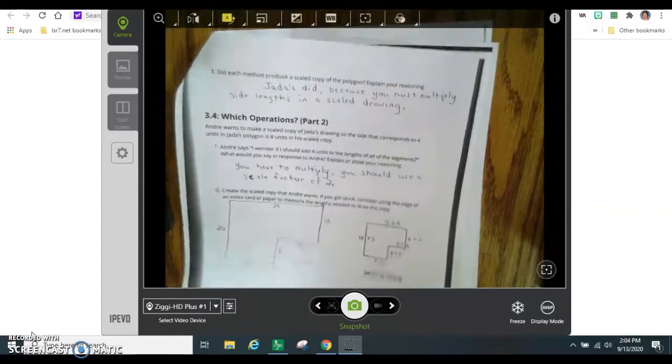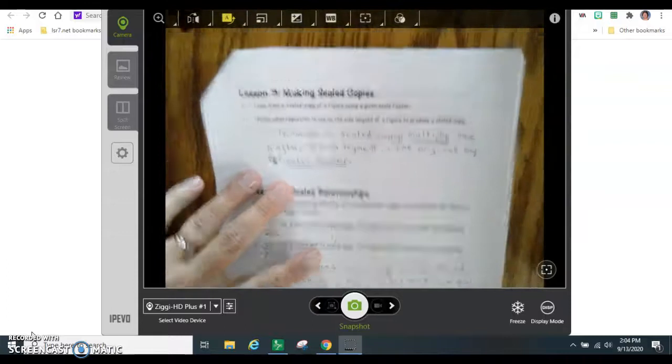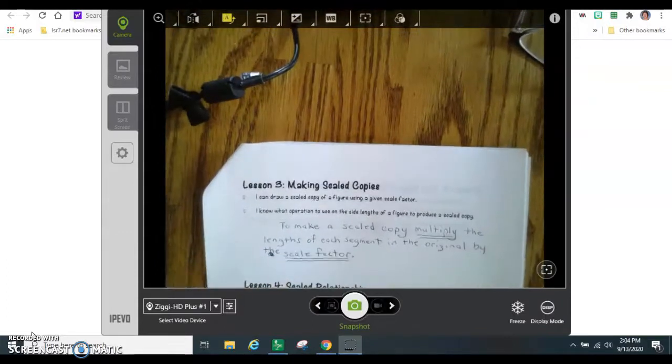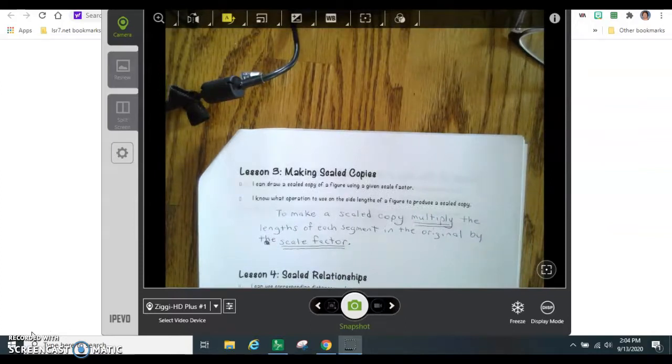Okay, that is the end of our lesson for today. So now I want you to go to your notes and let's take notes for lesson 3. So right here is where you are. This is on page 3 of your notes. And today our learning target was to be able to draw a scale copy of a figure using a given scale factor, and we did that in several places in our lesson. And then I know what operation to use on the side lengths of a figure to produce a scaled copy.